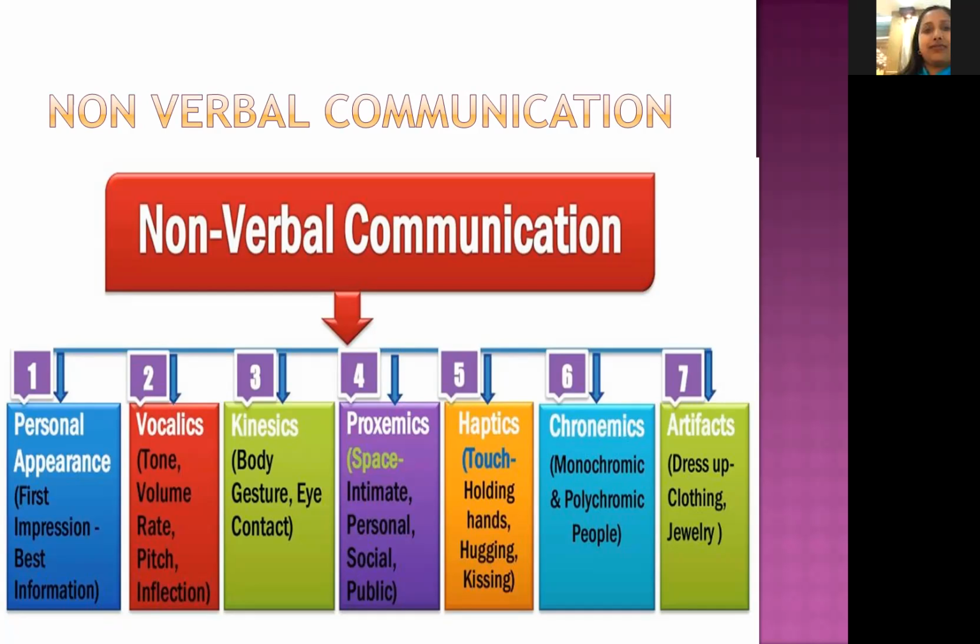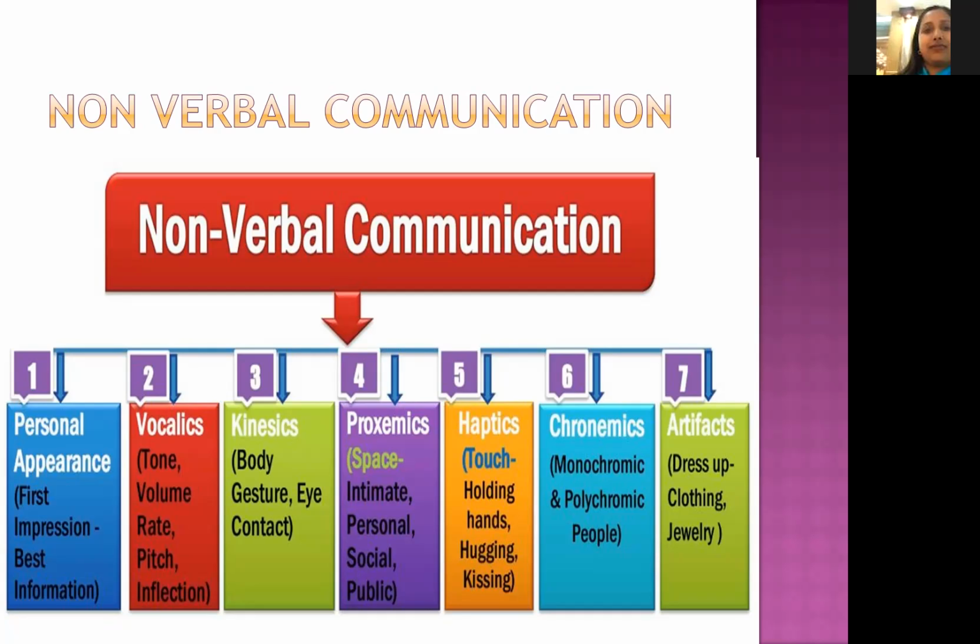First one is the personal appearance, which states first impression is the best information. Second one is the vocalics, which involves the tone, volume, rate, pitch, and inflection. And we are going to discuss in detail all these non-verbal communication types in my next videos. Third one is the kinesics. It involves the body gesture, eye contact.